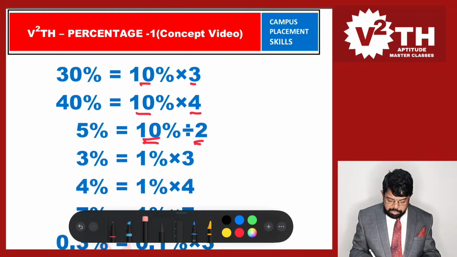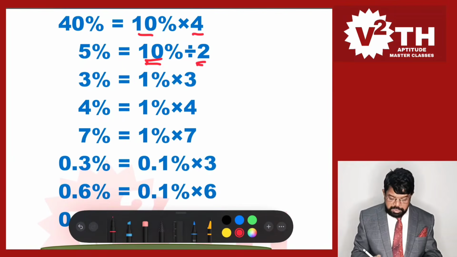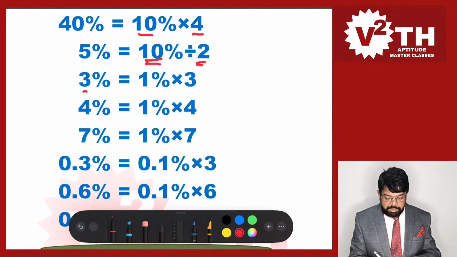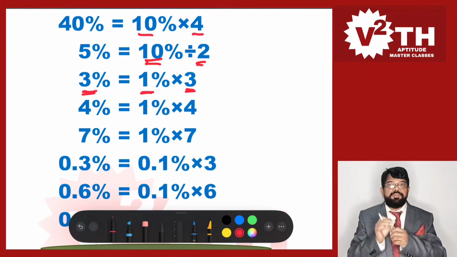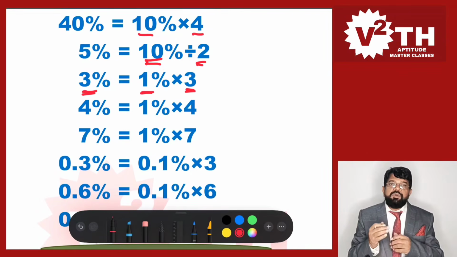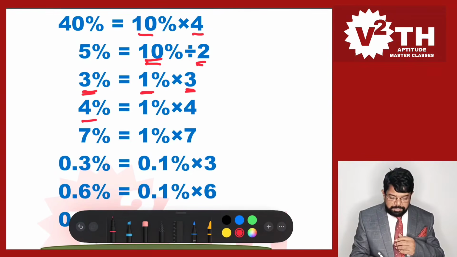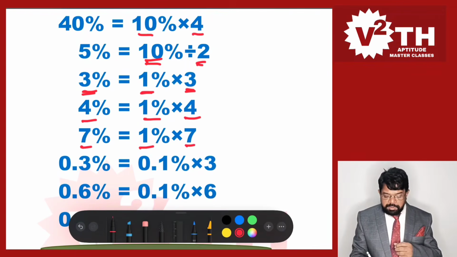Similarly, by using 1%, 3%, 4%, 7%, how can you calculate? 3% value, how can you calculate here? 1% assume in your mind into 3. We know 1% means after two digits from right you put the decimal. So into 3, 3% you get. 1% into 3. 4% how can you get? 1% into 4. That is the strategy you have to follow. 7% how can you calculate? 1% value into 7.